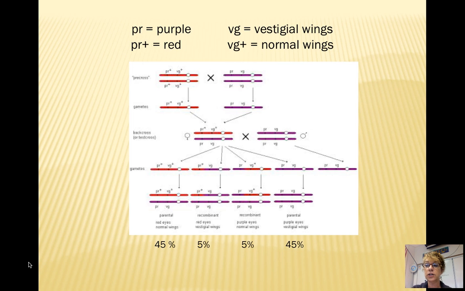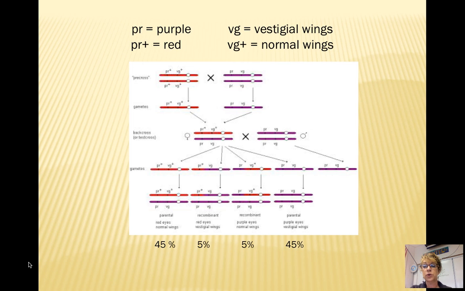Morgan's work on sex linkage helped establish that genes are indeed on chromosomes, but where do the genes lie? Morgan crossed two types of flies, normal wings with red eyes, which are the wild type, and short wings, which are also called vestigial wings, with purple eyes. He used PR for purple and PR plus for red, VG for vestigial wings, and VG plus for normal wings. When normal wing red eyes were crossed with short wing purple eyes, all of the offspring had the wild type phenotypes. You see this here in the F1.